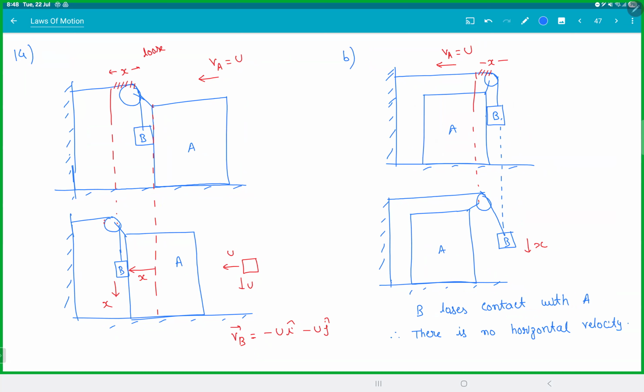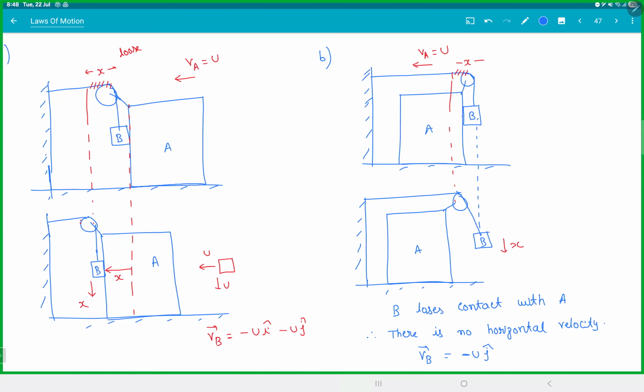So basically, the floor will push you. The floor will never pull you. Therefore, in this case, the velocity of B will be only minus u j cap. There'll be no horizontal component. I hope everyone is clear with the difference between A and B. Just changing the orientation will change the problem, so the answers won't be the same.